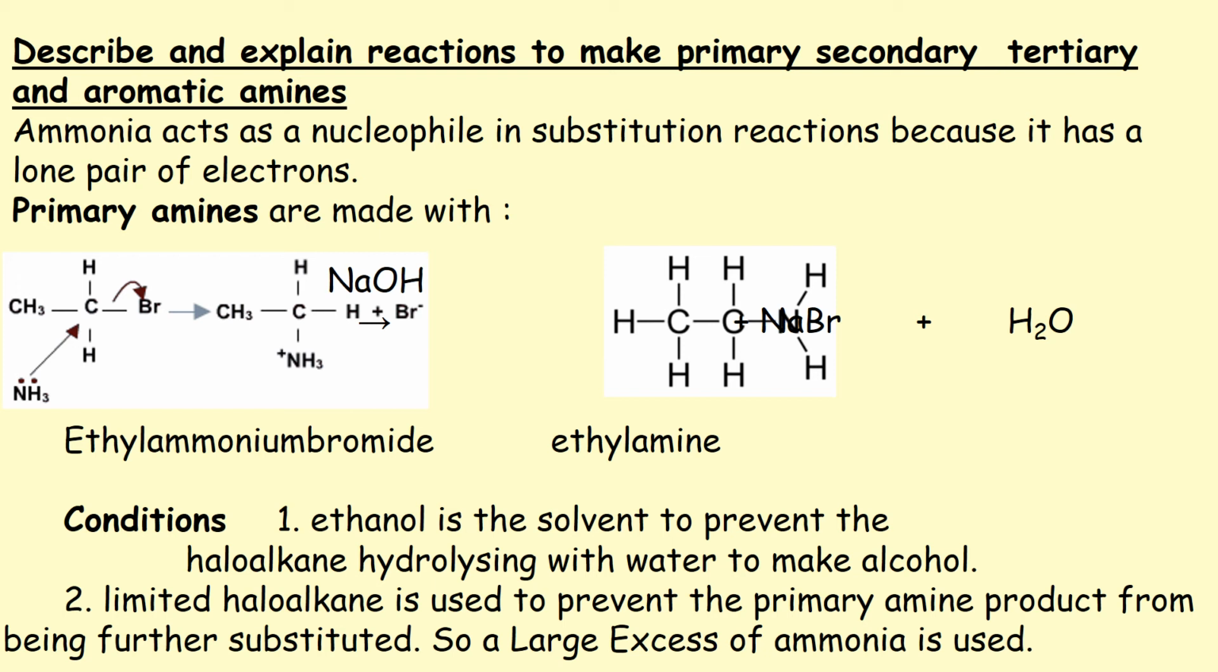There is the mechanism. Please be careful with mechanisms. Show the delta plus on the carbon atom. Show the delta minus on the Br atom. Draw your arrow from the lone pair on nitrogen towards the carbon, making a dative covalent bond, and heterolytic fission between the carbon and the bromine. The bromine comes off and you are now left with a salt.